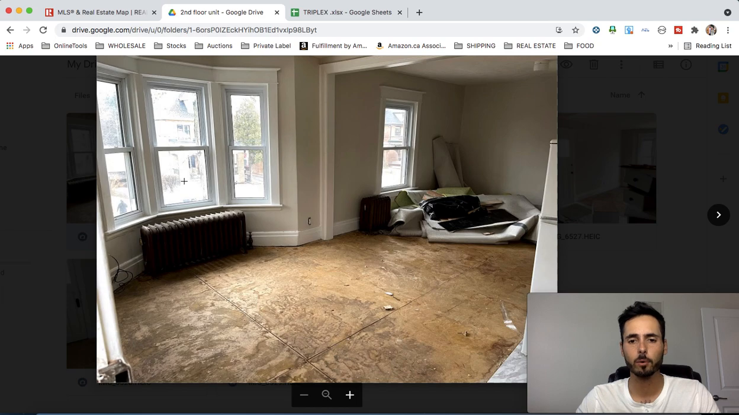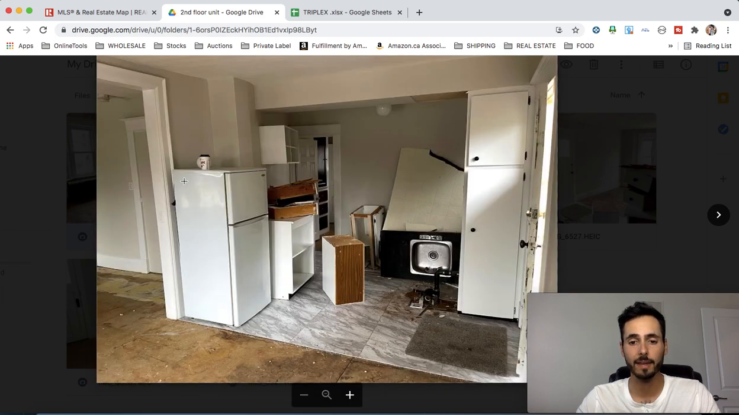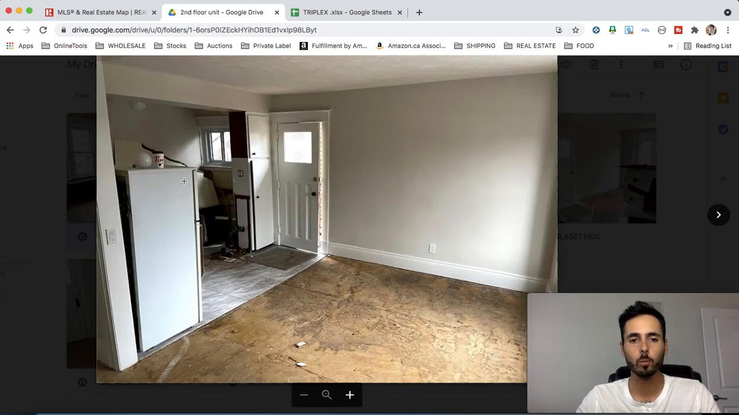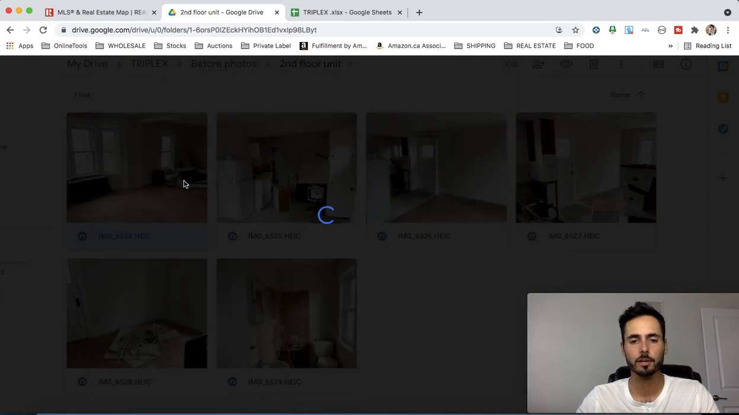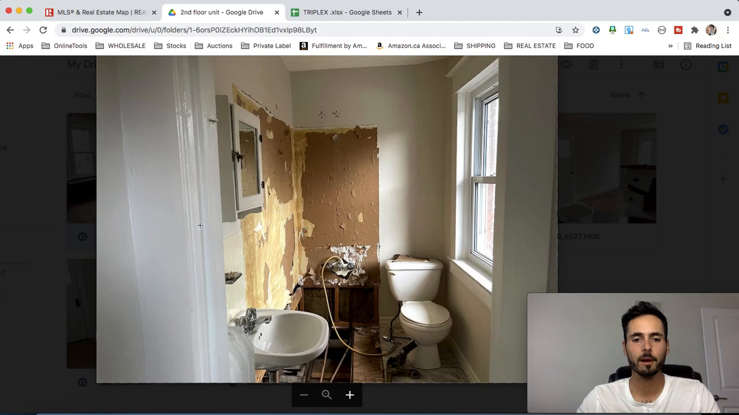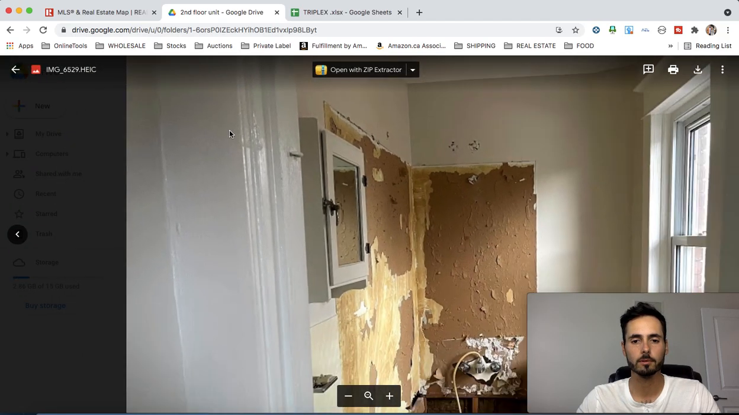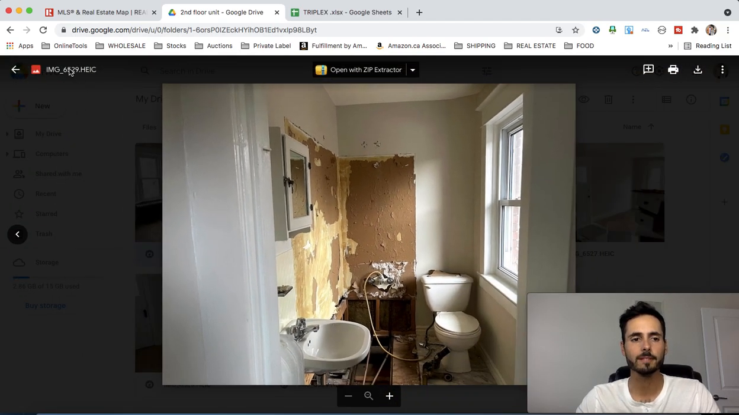This is the second floor unit that was actually vacant when we bought it. It wasn't in the worst shape, but it wasn't to the level that I like to renovate to. So I ripped out that old gross kitchen and the carpet and the bathroom there, and we redid it. A little bit of a zoom in there. And so we redid everything. And I'll show you the attic.